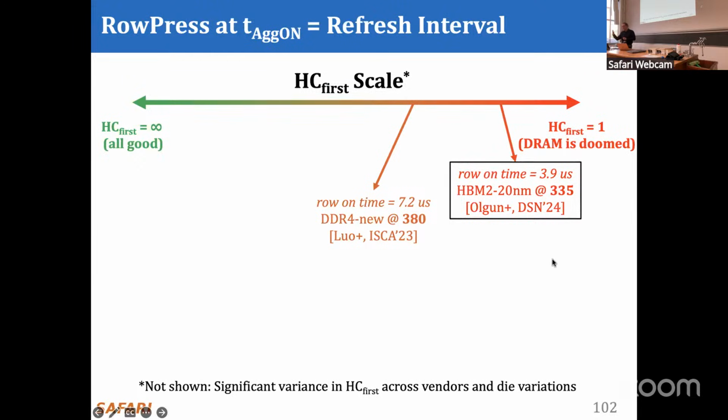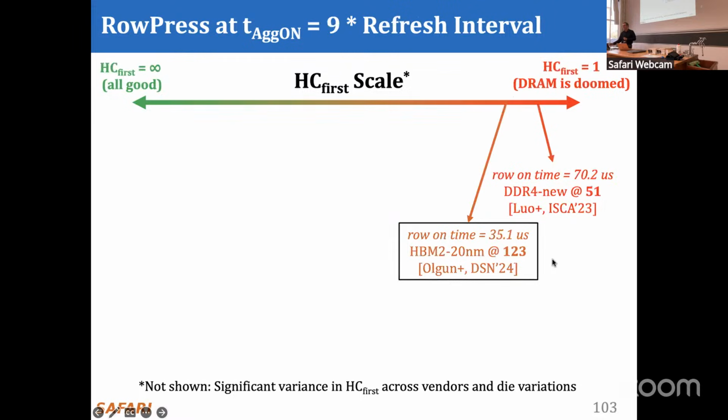If you actually keep the aggressor row active 70.2 microseconds, which is also allowed by the standard, now the activation count to induce a bit flip is 51. Now we're getting closer to 1, as you can see. And for HBM, it's 123. So this is a bit scary in that sense. And these are FPGA results.